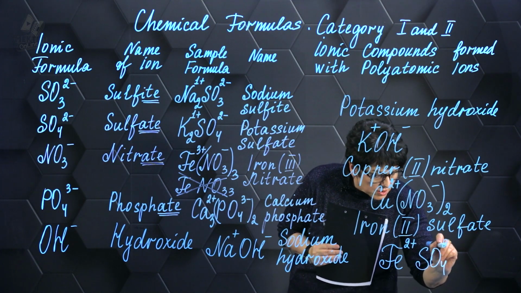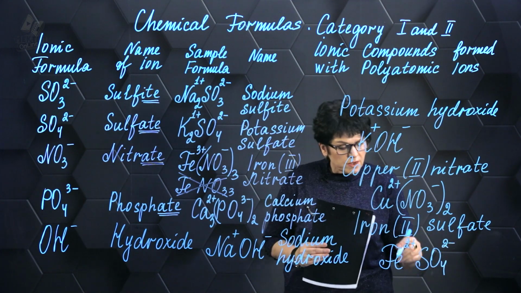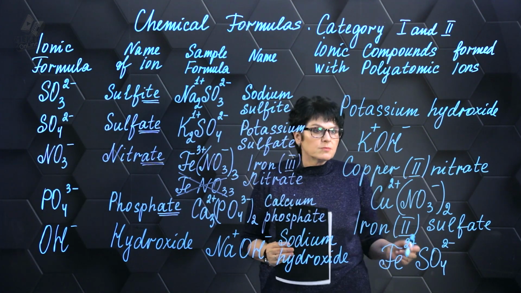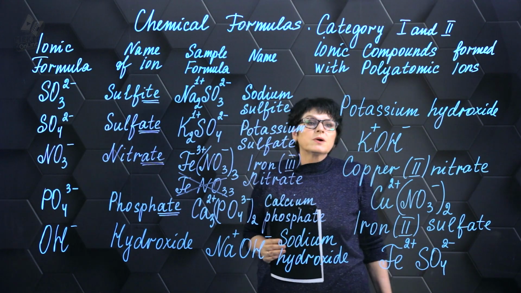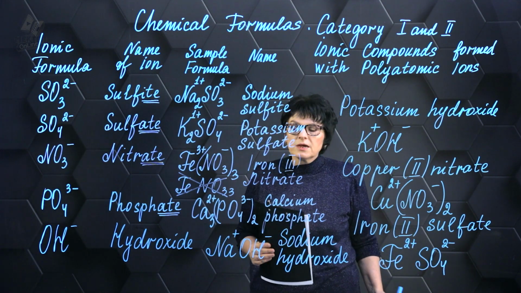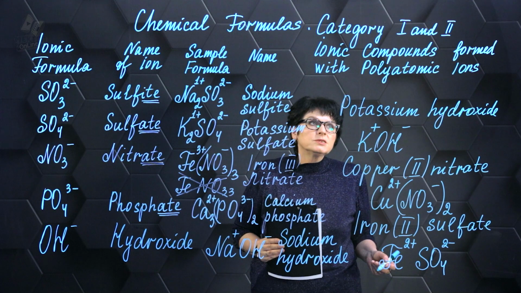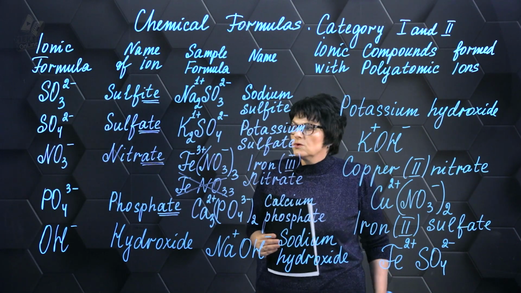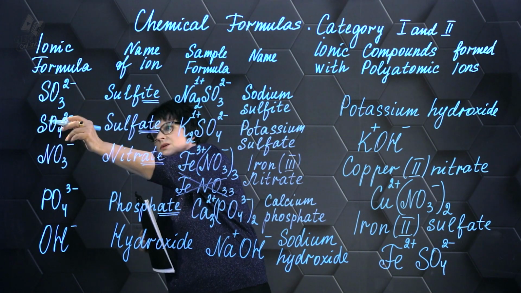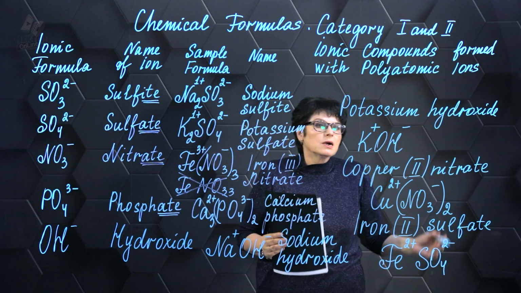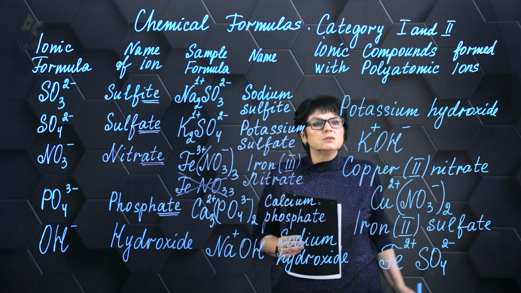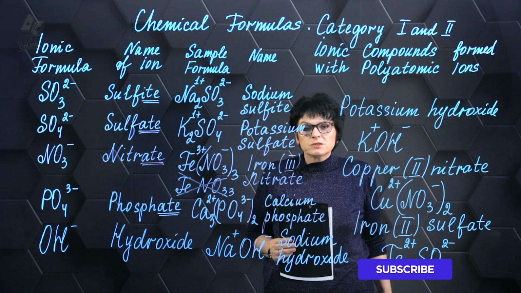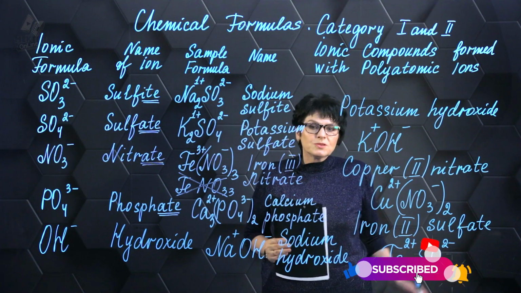So today we managed to come up with names, create formulas, and figured out how to do it with more complex ions with acidic residues, when there are a total of 2 particles in the composition. How will the name be formed? I hope that in this particular case it also became clear to you and you will do it right. However, that is all for today. Goodbye.